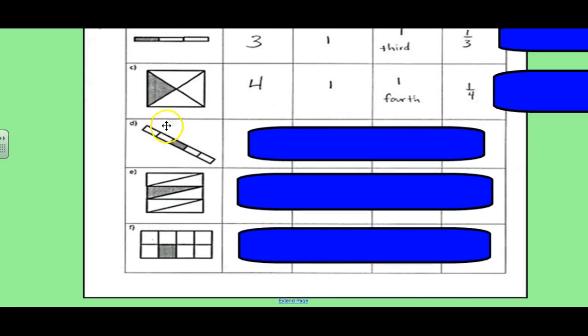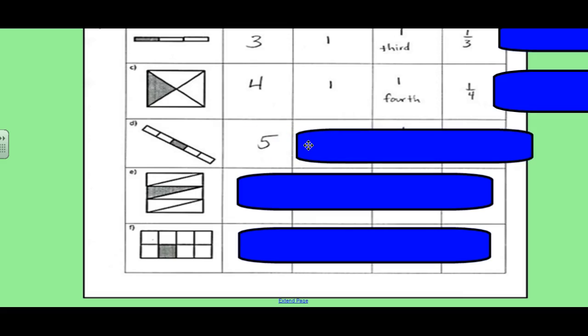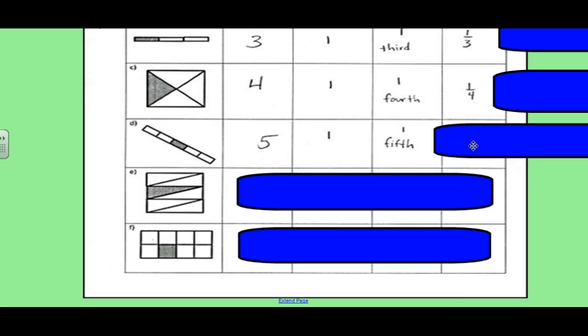In this rectangle right here, there are 5 equal parts. There's 1 part that is shaded. Each part is 1/5, and the fraction that is shaded is 1/5.